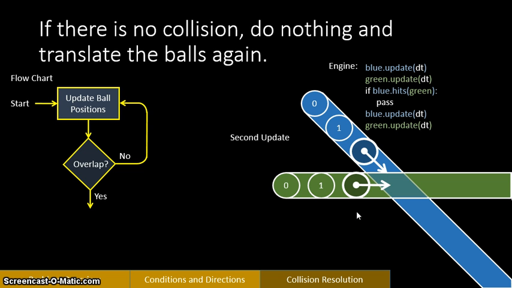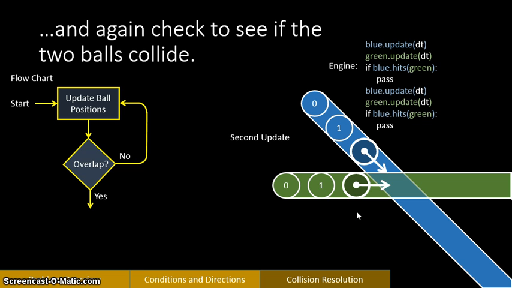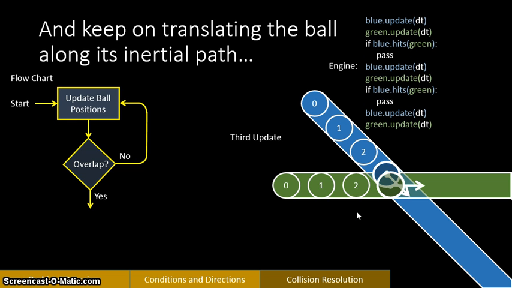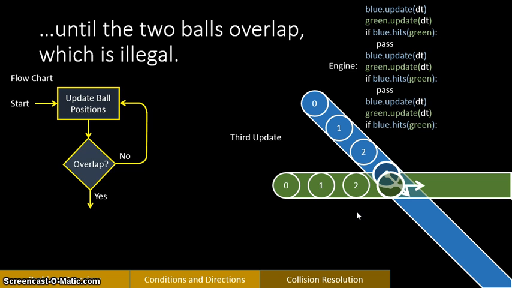The balls get closer to each other, but they still don't overlap, right? So we do that again, and when we do that again, now they overlap, which means that there's been a collision. Okay, so that's how we actually figure out if there has been a collision, is that these two balls overlap. So that's not allowed.